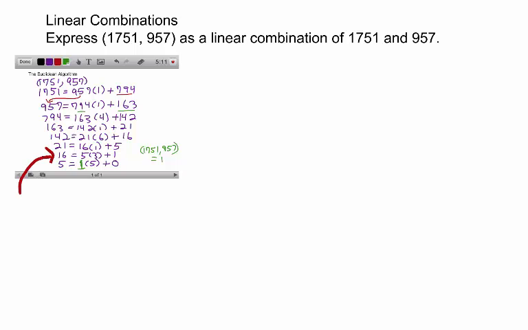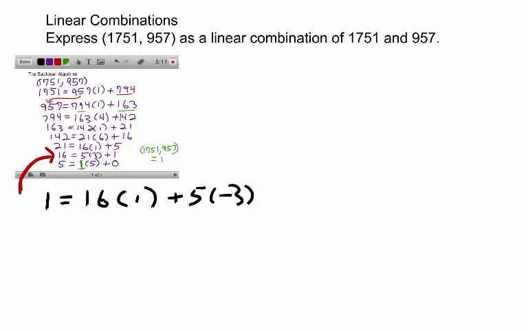We'll start right here, and we'll rewrite our equation so that it is solved for our GCD, 1. So we have 1 equals 16 times 1 plus 5 times negative 3, which is simply a re-expression of our existing statement.